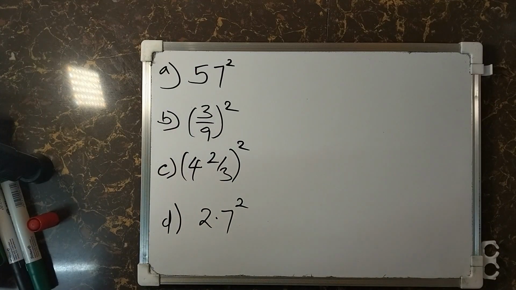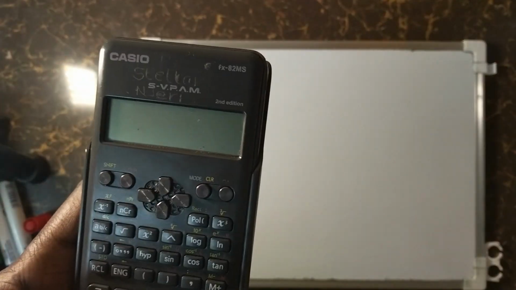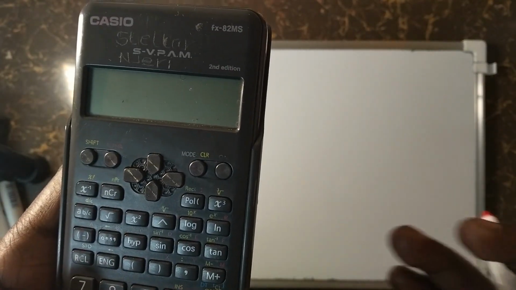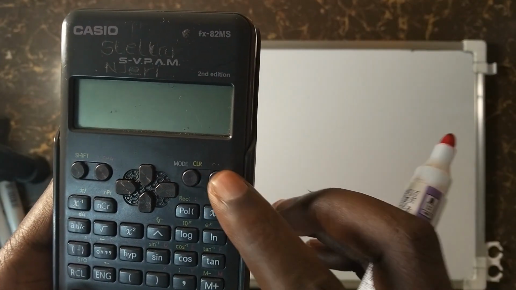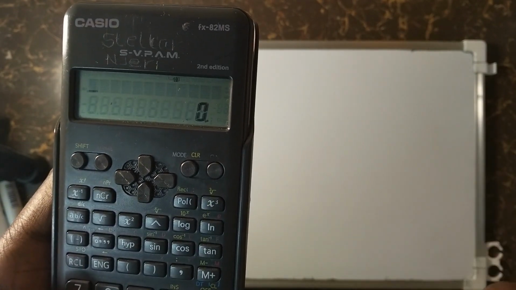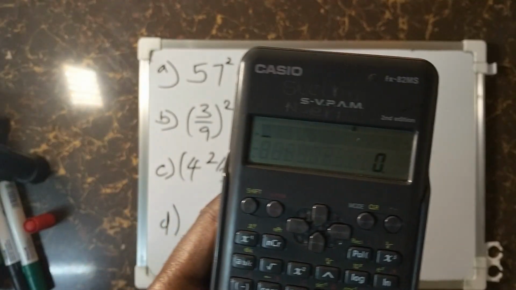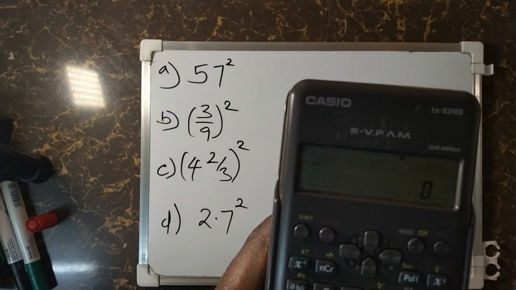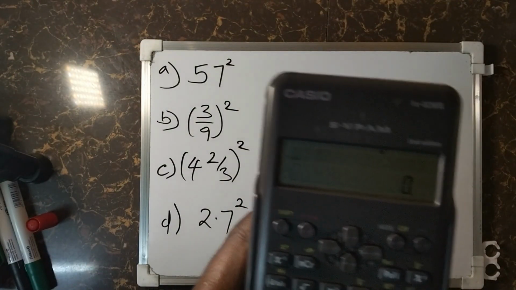How to use your calculator to find the squares of numbers? It's very simple. Let's look at these ones. Here's the calculator. Switch it on. Yeah, it's on. Now, let's find the square of 57.